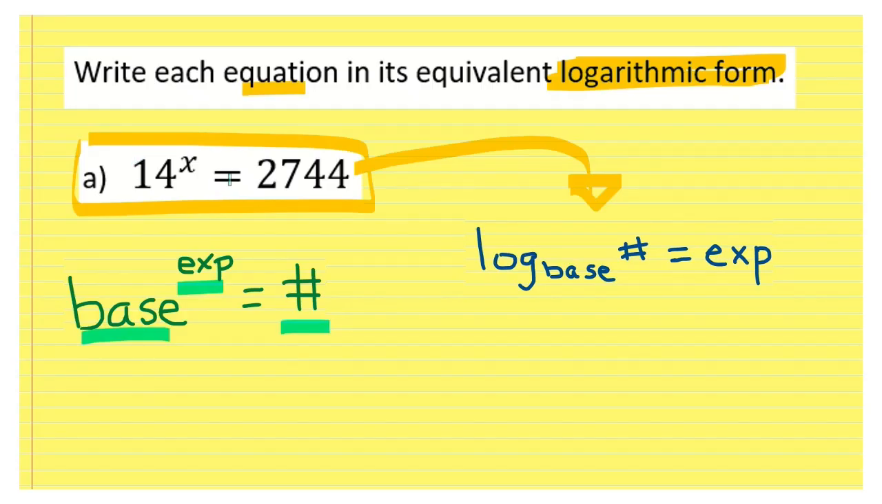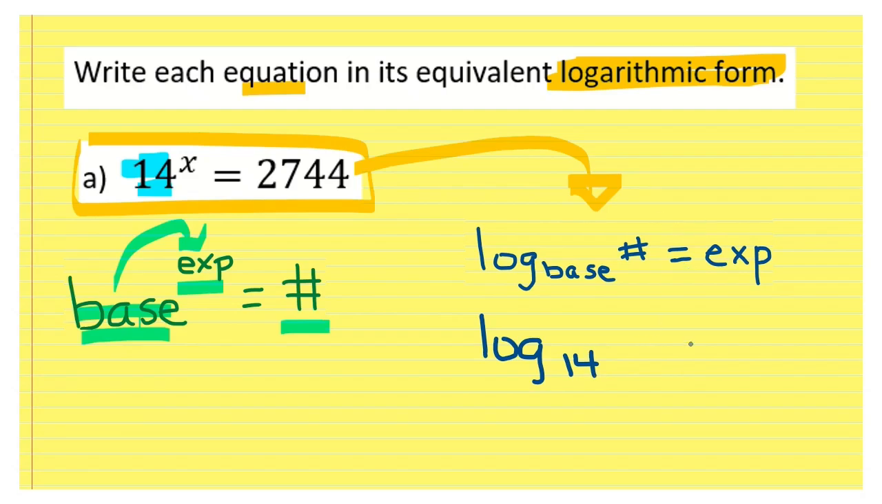Okay, so in this one, we've got a base of 14. The 14 is in the base position because it is the base of the exponent. So let's go ahead and write that 14 in the base position. Okay, so that means we need to write the word log first. We're converting it to the log, and the base goes right here like a subscript to log. So it's going to be log base 14.